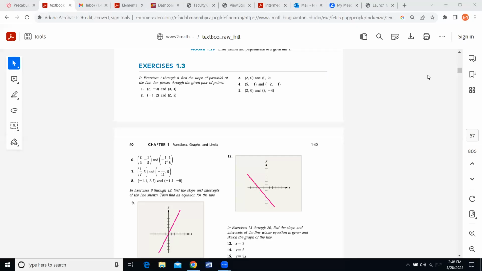To graph a line, I need to have two different points. And that's the key idea. So if you have a pair of points, you connect these two points, one with another, and that's how you produce yourself a nice line. And that's what they're discussing here.